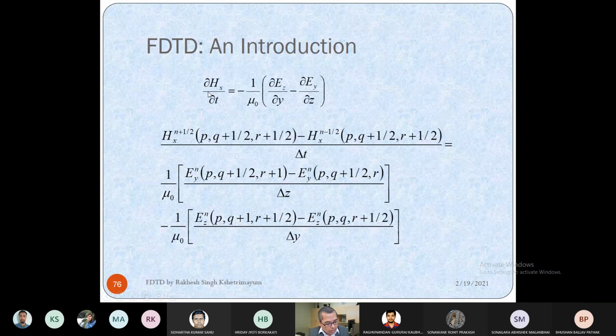So this is the equation. I have some problem with the pointer here, so I'll not use the laser pointer today.